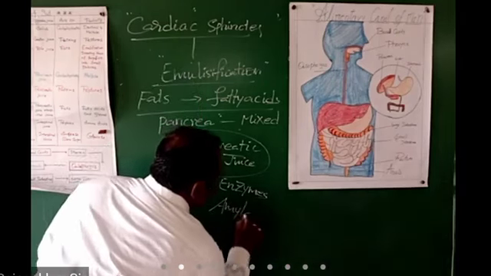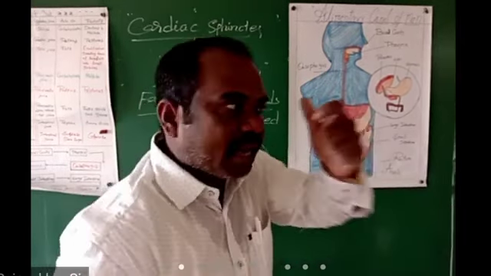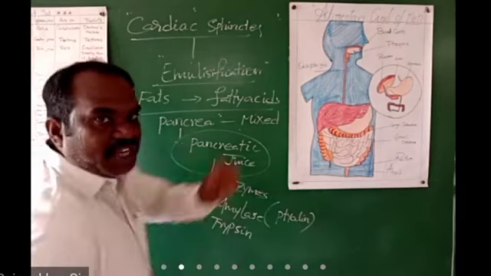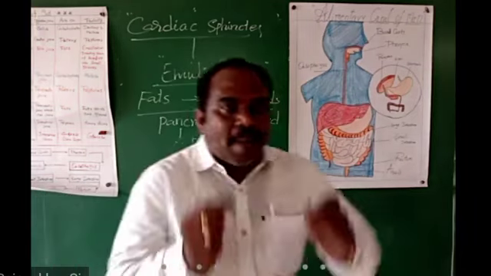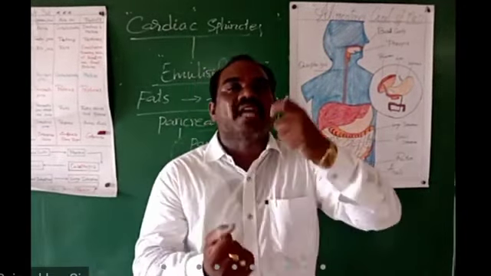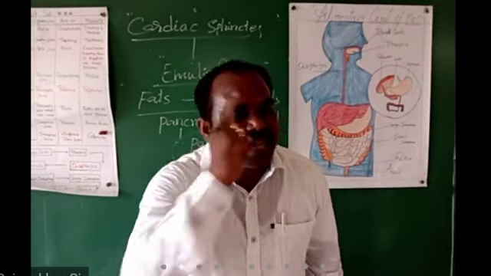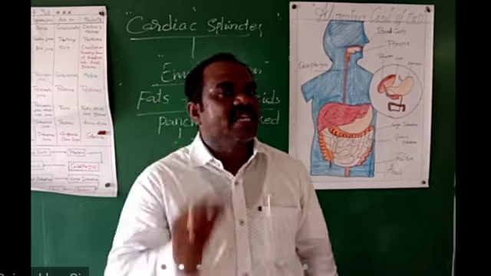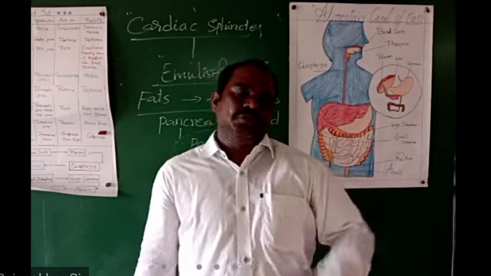One is amylase or thiolin. Another one is trypsin. And the third one is lipase. Pancreatic juice contains three types of enzymes: amylase, trypsin and lipase. These three types of enzymes are present in pancreatic juice.